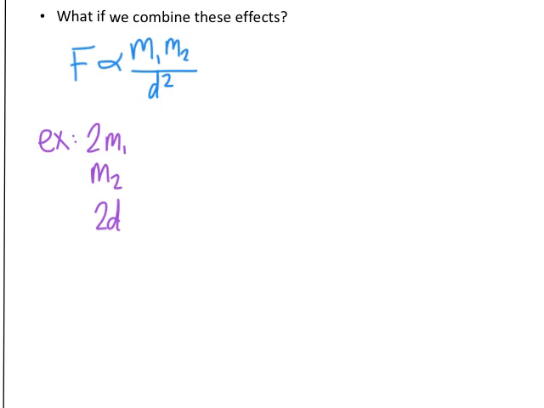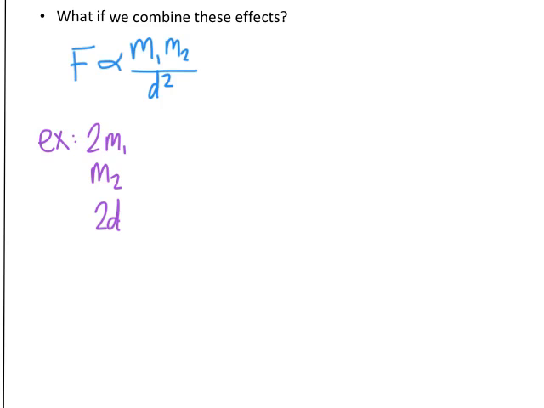So let's combine these two effects. I want to look at the proportionality of the force being directly proportional to the two masses and inversely proportional to the distance between them squared. So the distance squared is in the denominator. For my first example, I'm going to double one of the masses, leave the other one the same, and double the distance between them. So these are the changes I'm making.